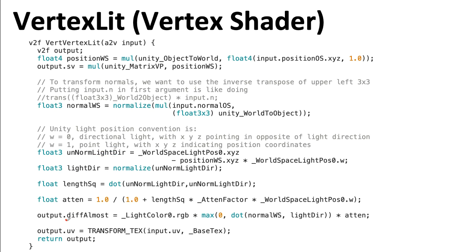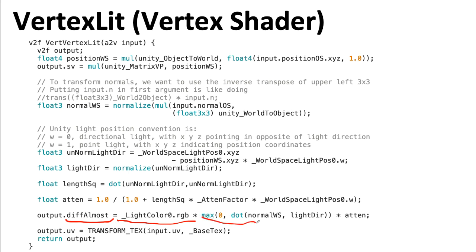So the reason I called this diff almost is it doesn't have the final application of the actual texture image. That's something we have to do in the pixel shader. So it's not quite the diffuse light calculation yet. It's almost. I have the color of the light that's hanging out in this underscore light color 0 variable. Again, I suspect that might go away in a future version of Unity, but it stuck around for a while.